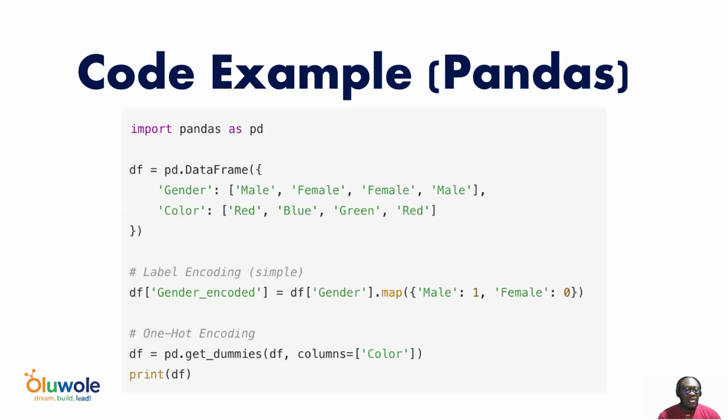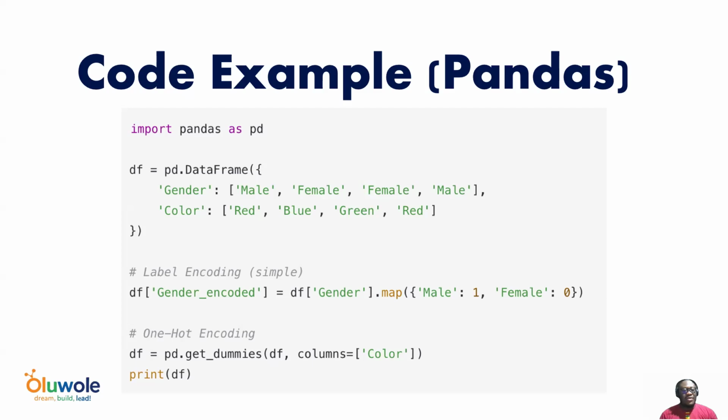So look at an example of the coding that I told you about using Pandas. I've created a data frame here. I said gender is male, female, and male, and I did color: red, blue. For my gender, I want to encode it. I encoded my gender using the label encoding, which is a very simple encoding, just change to 1.